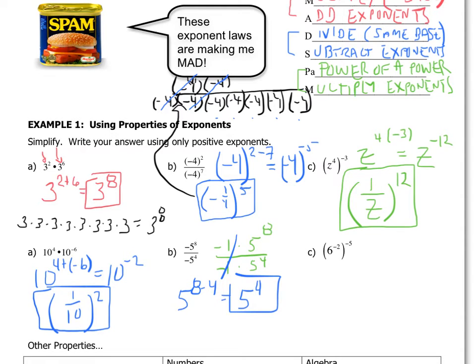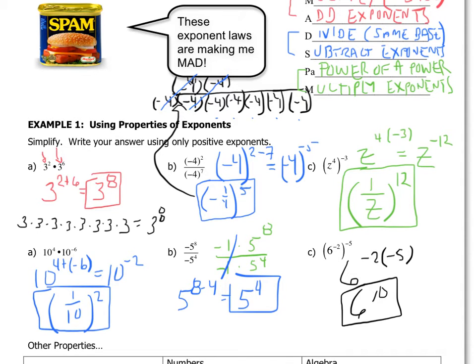For example B, remember the 8 only goes to the 5, and the 4 only goes to the 5. So when I write that top one out, the negative 1's just stay out separately. They're not really part of the bases, but negative 1 cancels with negative 1 to become a positive 1. And then I can just focus on my quotient rule. My 5 to the 8th minus 4th is going to give me 5 to the 4th power.